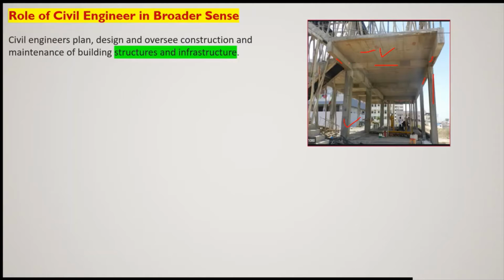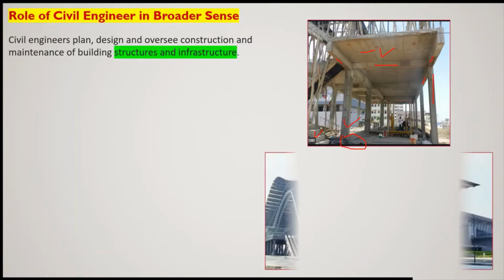Beam supports slab and column supports beam, and ultimately through this column we are transferring the whole load of the structure to the foundation. That is, superstructure load is transferred to the substructure, that is foundation. Here you can see a staircase. So this is an RCC building, that means reinforced cement concrete building.